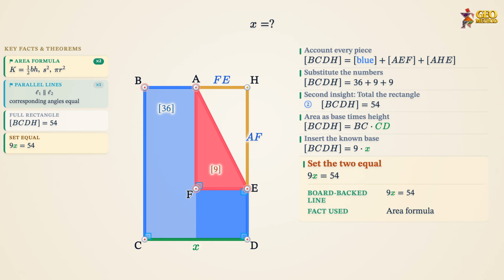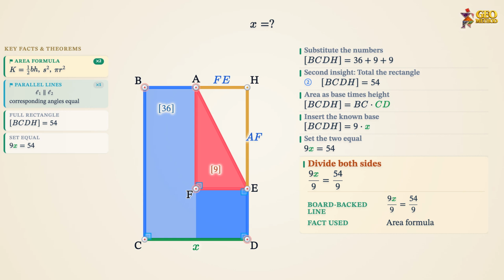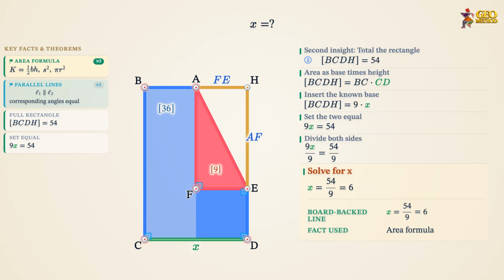Since the two expressions are the area of the same rectangle, they must be equal, giving 9 times x equals 54. One clean equation now holds the height. To isolate x, divide both sides by 9. The 9 on the left cancels, leaving x by itself against 54 over 9. 54 over 9 is 6, so x equals 6. The height segment CD of the original stepped figure is 6 units.